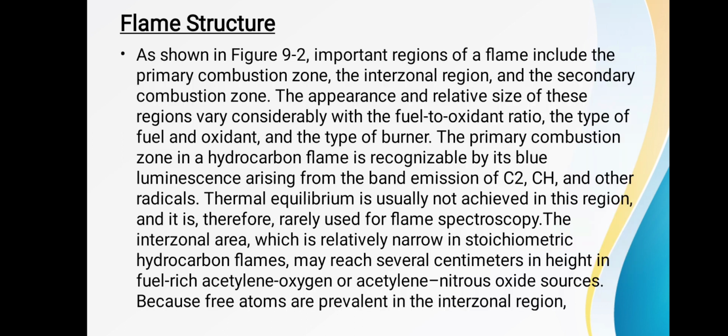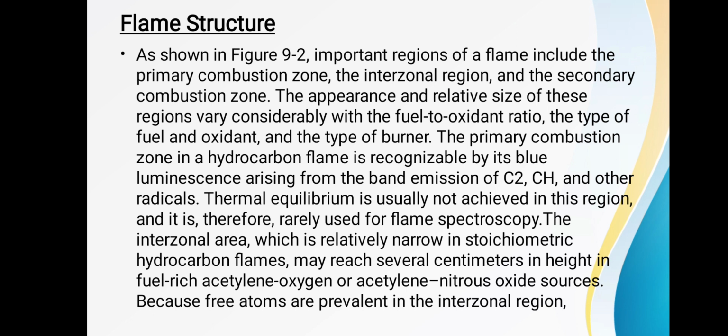Flame structure. As shown in the figure, important regions of a flame include the primary combustion zone, the interzonal region and the secondary combustion zone. The appearance and relative size of these regions vary considerably with the fuel to oxidant ratio, with the type of fuel and oxidant, and the type of burner. The primary combustion zone in a hydrocarbon flame is recognizable by its blue luminescence arising from the band emission of C2, CH and other radicals. Thermal equilibrium is usually not achieved in this region, and it is therefore rarely used for flame spectroscopy.